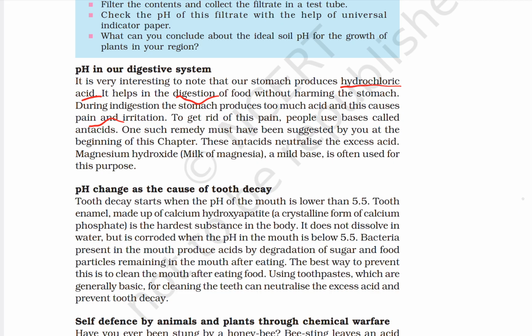To avoid this, you have to neutralize the excess acid using magnesium hydroxide, a mild base, named milk of magnesia. Usually we take Eno kind of thing. It helps in neutralizing the acidic nature in our stomach, and you will get relief from the indigestion problem or sore throat. These will be rectified by using these mild bases.